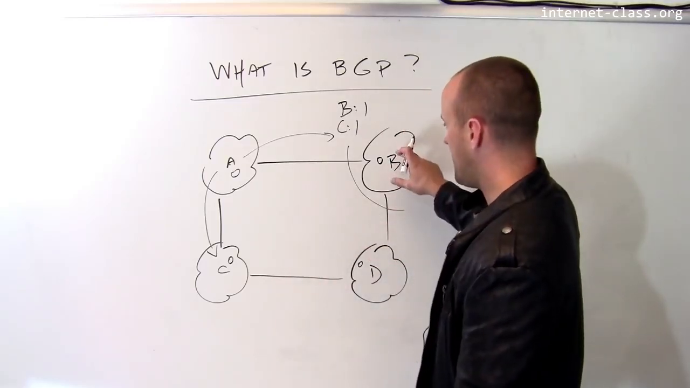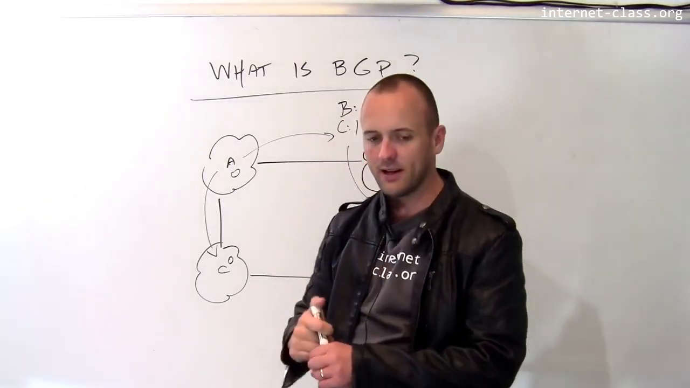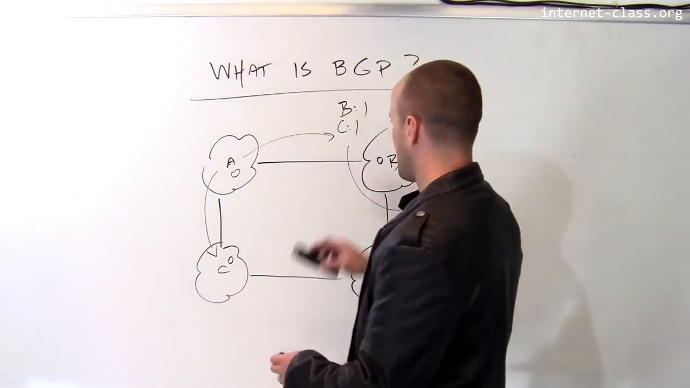Now, once B receives this message, the first thing it says is, well, you know what? I'm directly connected to A. And so that's not interesting to me.